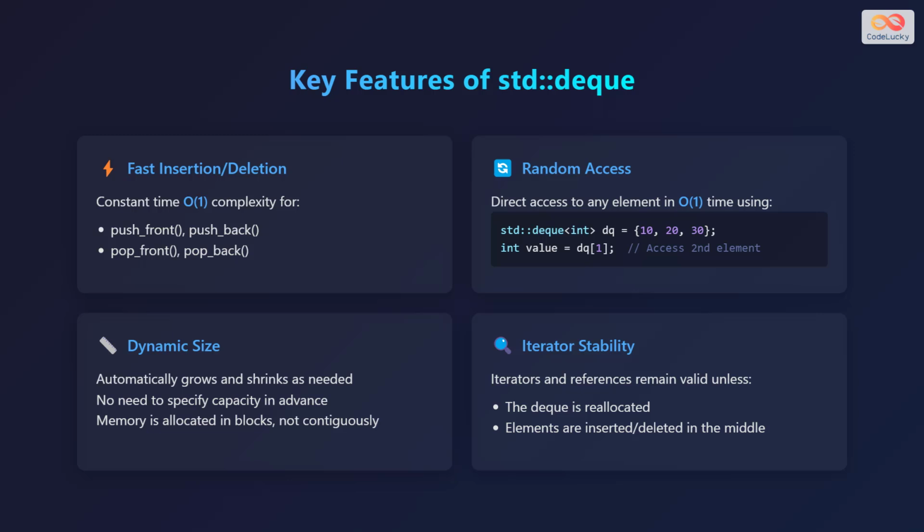An integer value is equal to deque[1] to access the second element. Third, it automatically grows and shrinks as needed, so you don't have to specify capacity in advance. Memory is allocated in blocks, not contiguously. Finally, iterators and references remain valid unless the Deque is reallocated, or elements are inserted or deleted from the middle.